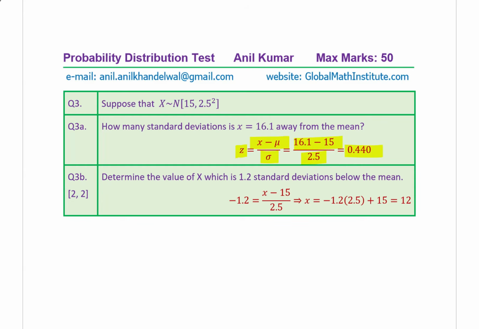Question 3b. Determine the value of x that is 1.2 standard deviations below the mean, right? So in that case, we know that the z-score is minus 1.2 since it says below the mean. So if it is below the mean, you have this negative number. And again, apply the formula x minus 15 over 2.5, since the mean is 15 and the standard deviation is 2.5. Cross multiply and then solve for x, correct? So you get the x value as 12.